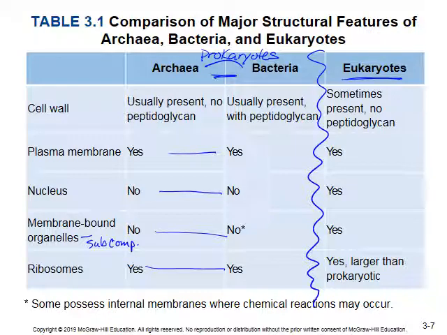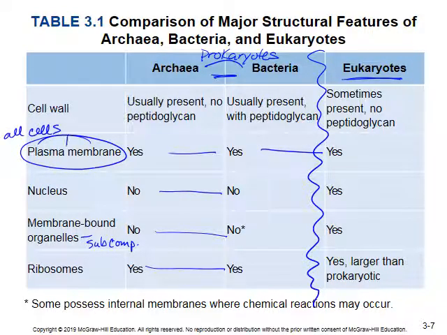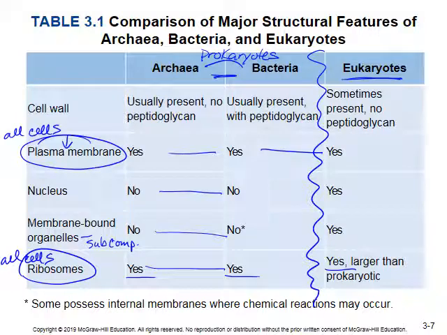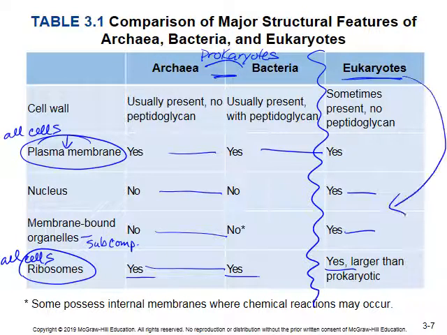So do all prokaryotes and eukaryotes have a plasma membrane? Yes. So all cells have a plasma membrane. Do they all have ribosomes? Yes. So all cells have ribosomes. What's the only big category of cells that has a nucleus and has organelles like mitochondria and chloroplast? This is going to be eukaryotes.